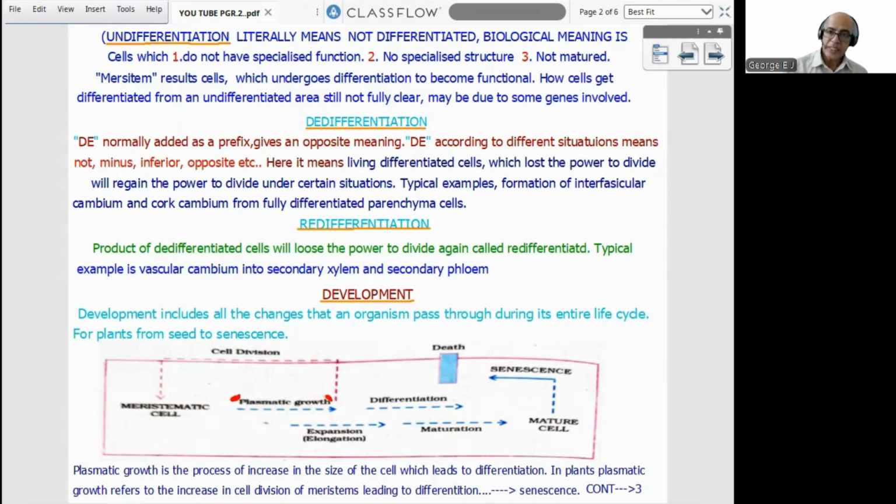How do cells get differentiated from an undifferentiated area? That aspect is still not clear. Some speculations are there. It is mentioned that genes may be involved. That is regarding the term undifferentiation.